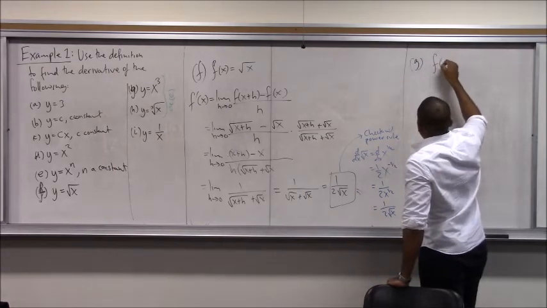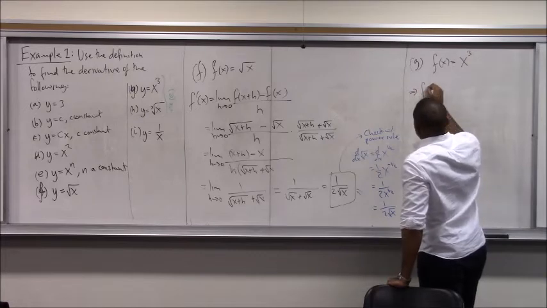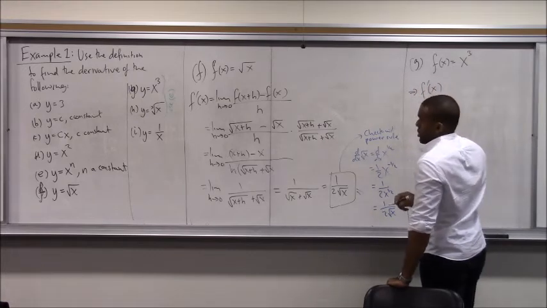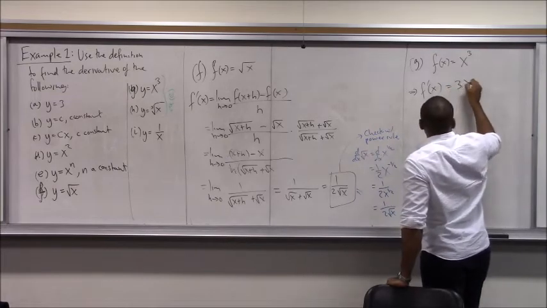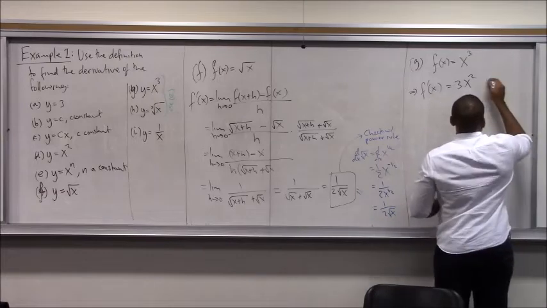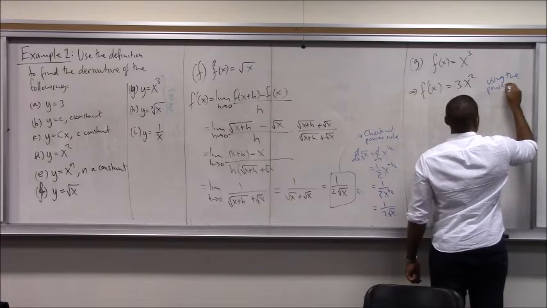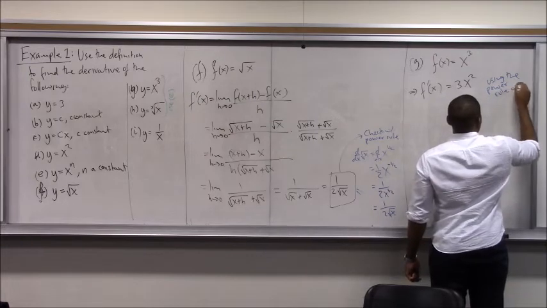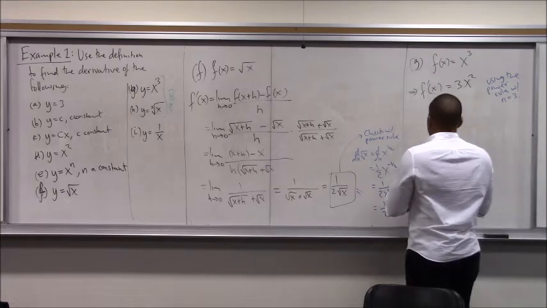Let's suppose your f of x is x cubed. This means your f prime, and here I want you to use the power rule, is 3x squared. It's just 3x squared. So this is using the power rule with n equals 3. And we get 3x squared.